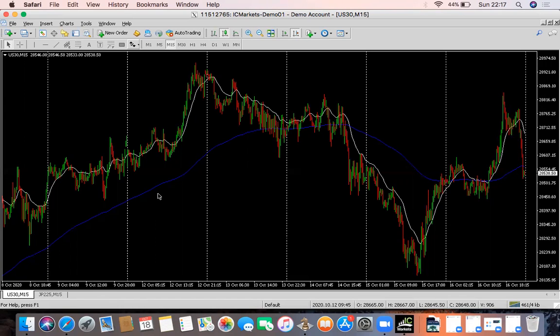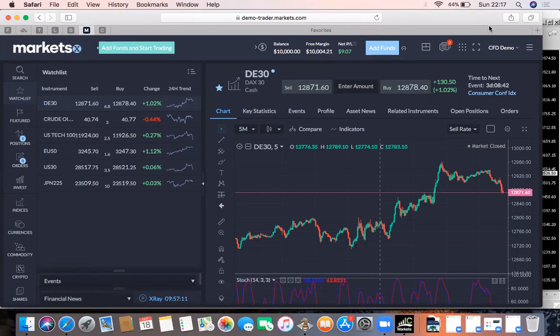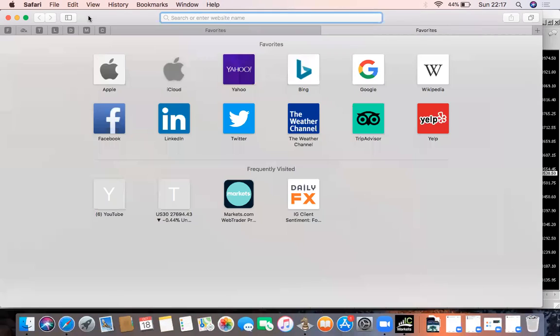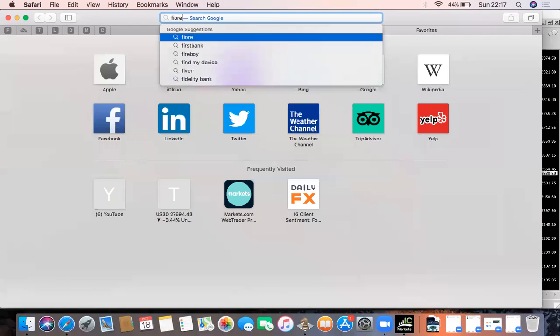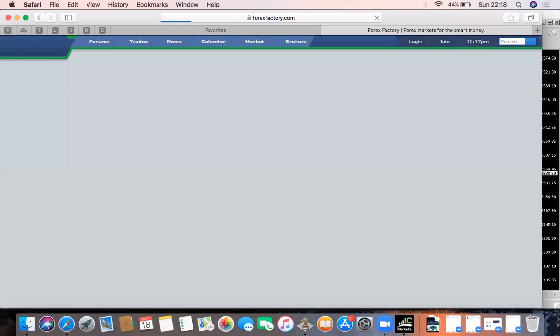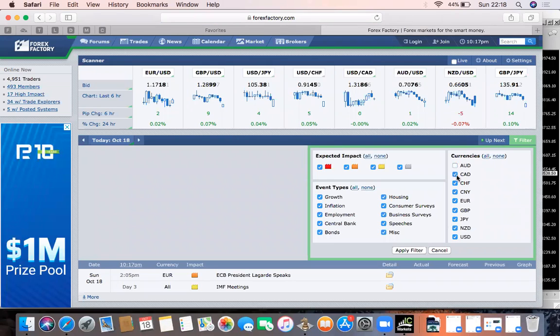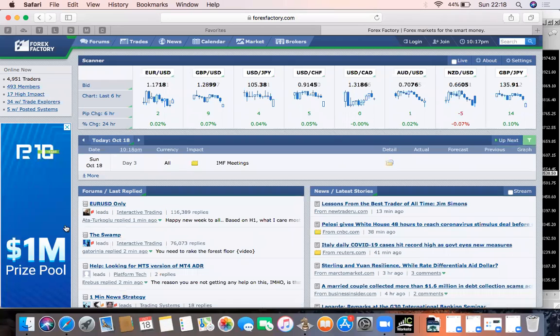So if I'm using the regular US30 strategy, all I have to do is come here and go to Forex Factory. Once on Forex Factory, I'm going to filter just USD, since I'm only trading the US Open, so I'm focused mainly on USD pairs. Once I have that, now we're going to do a little back test from last week and see what happened.